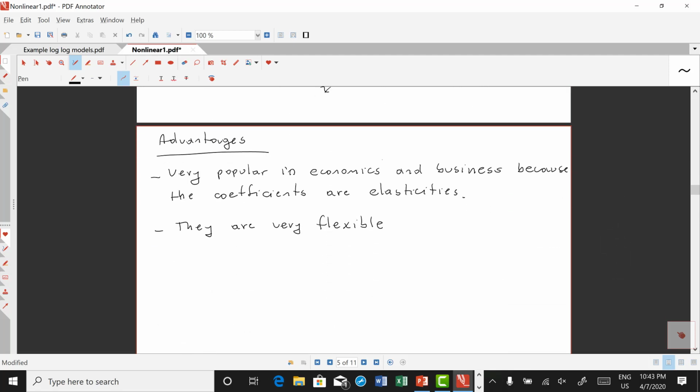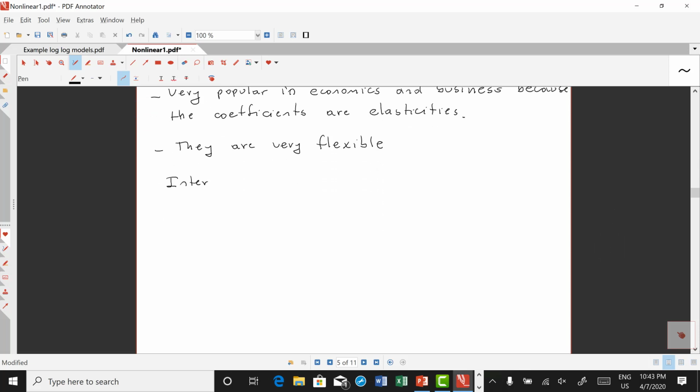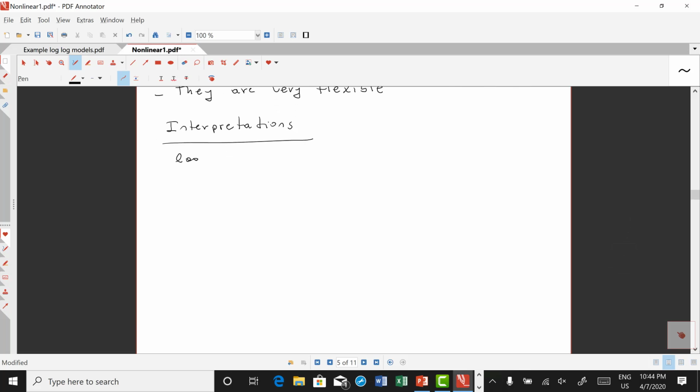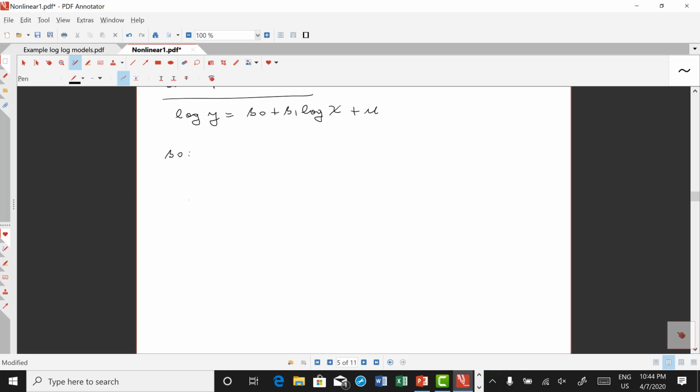Okay, so let's look at the interpretations. Interpreting the results. So let me write again the model. So it's a log model. We have log of y and log of x. Okay, so we know that beta naught is the intercept, but it does not have a very meaningful interpretation. So we could say that beta naught is the average value of the log of y when the log of x is equal to 0. If we were to interpret it that way, that's correct, but it's not very meaningful.